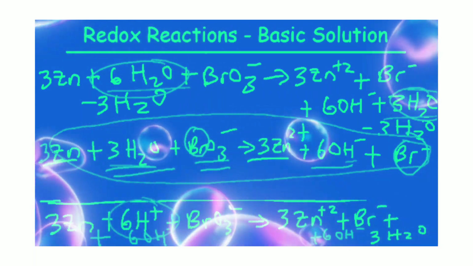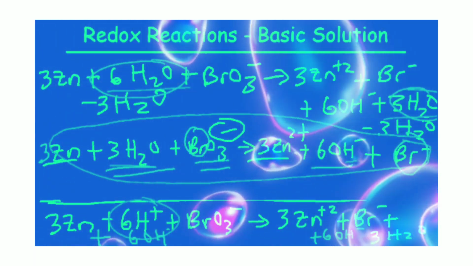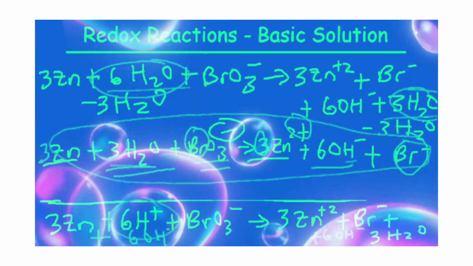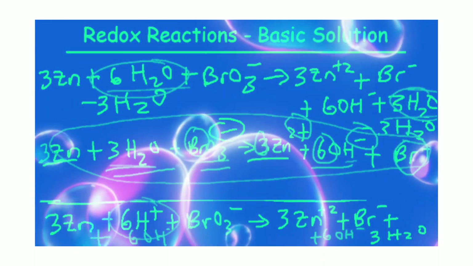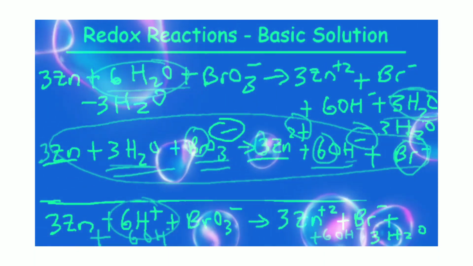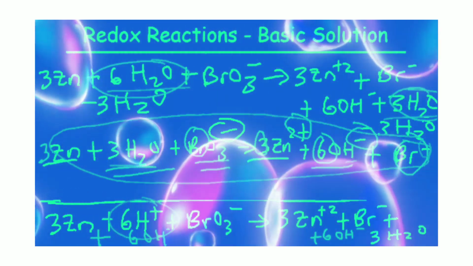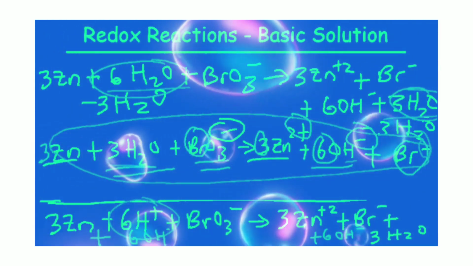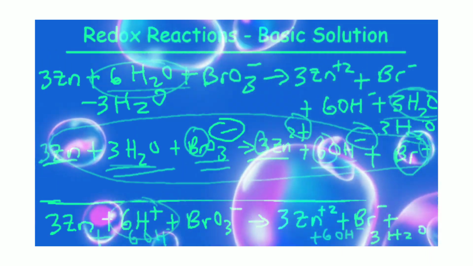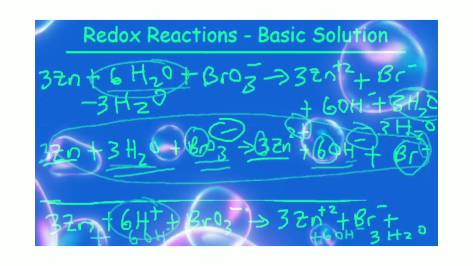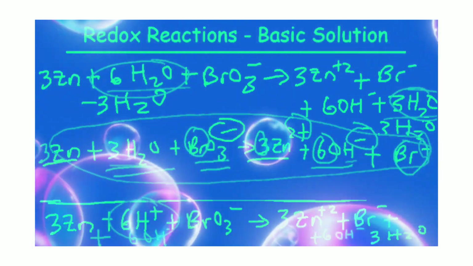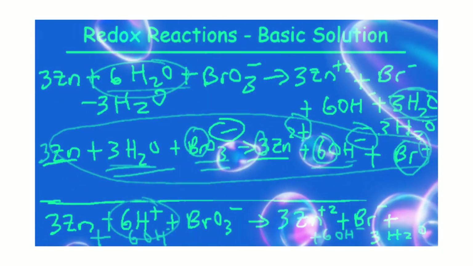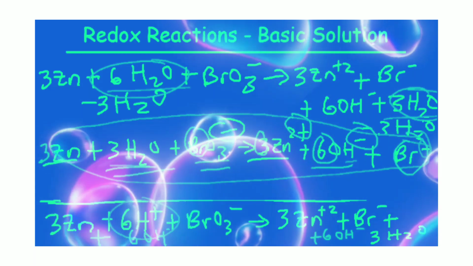On the left side, the net charge is -1. On the right side, we have 3 times plus 2, which is plus 6, 6 times -1, which is -6, plus 6 and -6 is 0, and then we have a -1 charge from the bromide ion. So on both sides, the net charge is -1. So we know this reaction is balanced. The number of atoms are the same on both sides, and the total charge is the same on the left side and on the right side.